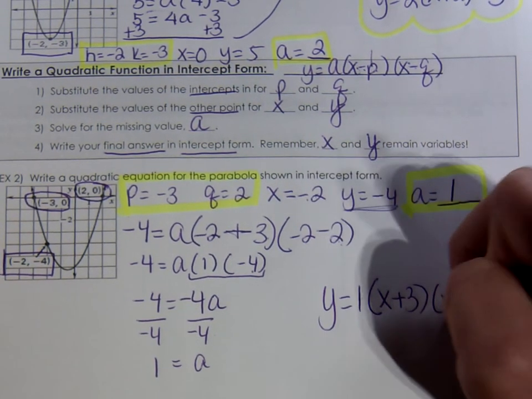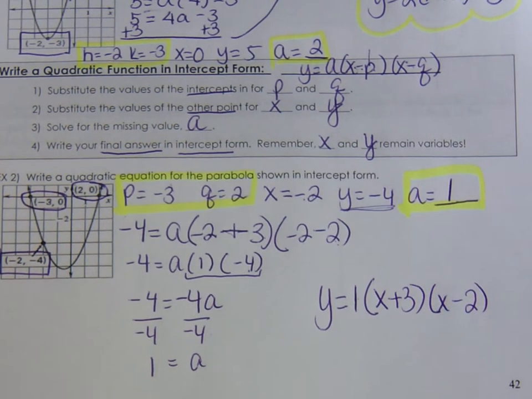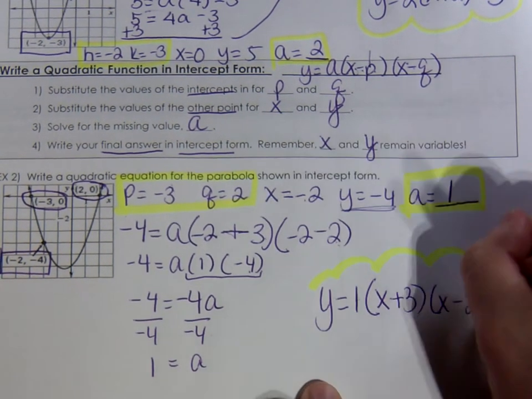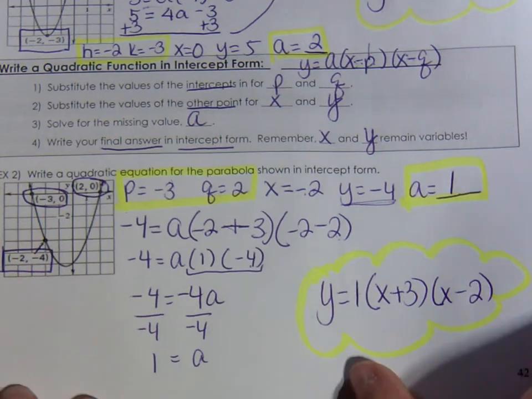times x minus 2. And I was putting in plus 3 and minus 2, remember, because it's the opposite of what we see. And that is my equation. All right, let's go ahead and move on to the next page.